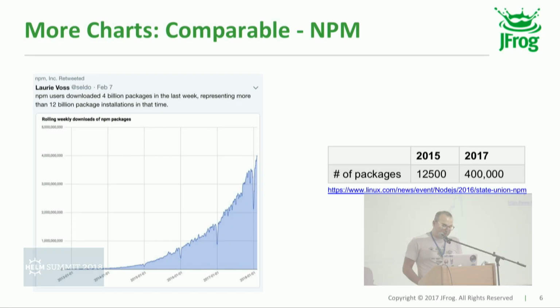So this was pretty interesting. With NPM, we can compare with other recent new package types. NPM at the beginning of 2015 had about 12,500 packages, and by the end of 2016 and beginning of 2017 it moved up pretty aggressively to 400K, right? The other interesting aspect is that there was a tweet by NPM a couple of weeks back this month. They mentioned there were 4 billion package downloads that week, and the other interesting piece is the 12 billion package installs at that time.